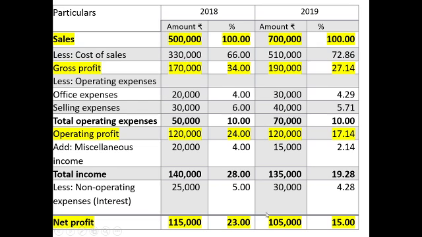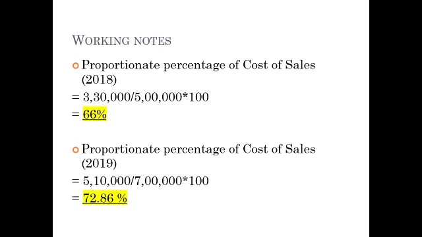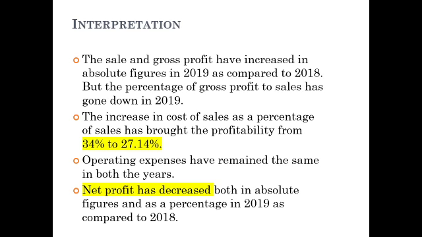So if you observe the net profit, here you will get 23 rupees per 100 rupees, but here you will get only 15 rupees. As I said, out of 100 rupees you get 23 rupees as profit, but here you get only 15 rupees. Because the cost is increased here, operating profit also decreased. So the interpretation based on this particular result we can make.